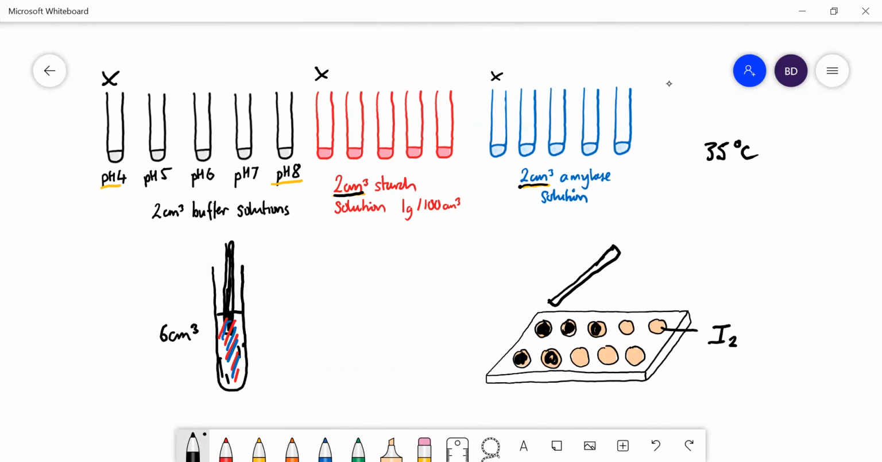That's 40 seconds, 50 seconds. And then we do this one, 60 seconds, it doesn't go black. It stays brown. So that means all the starch is gone. So the time taken for the reaction to occur, in that case, would be 60 seconds.